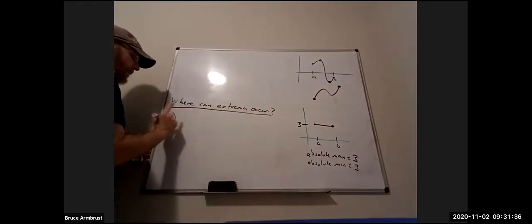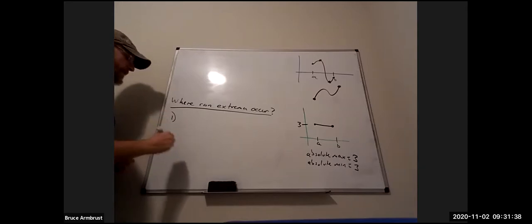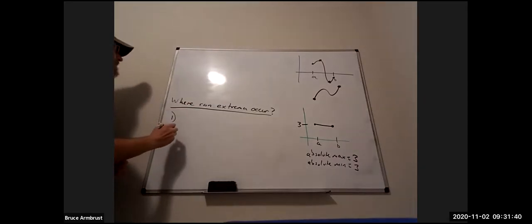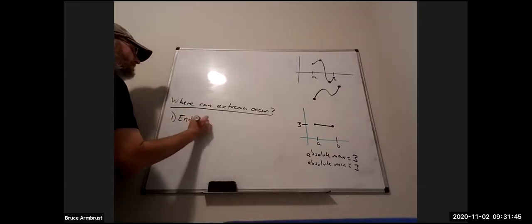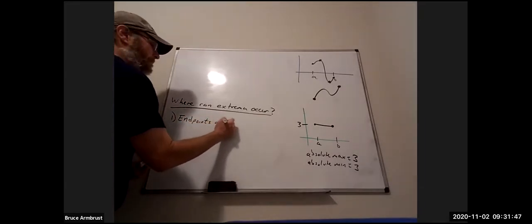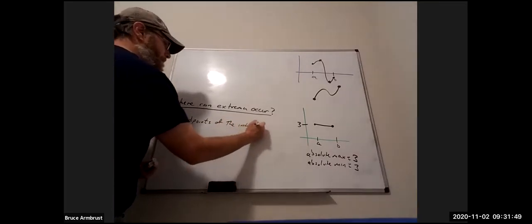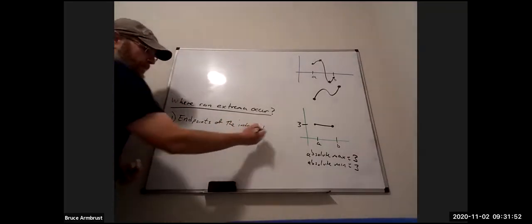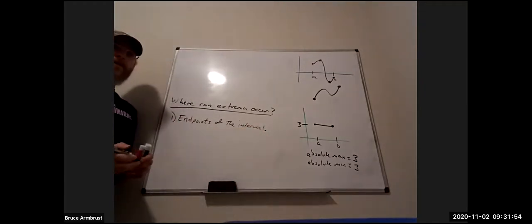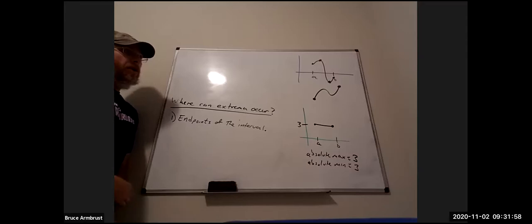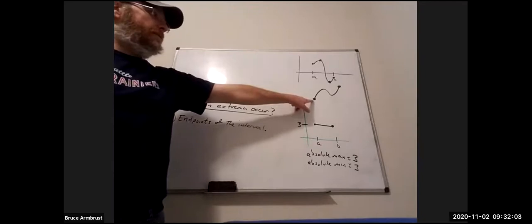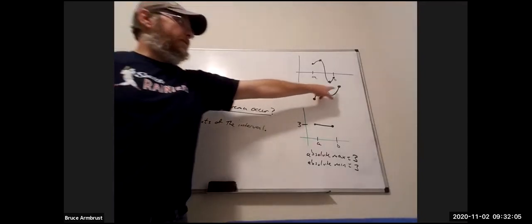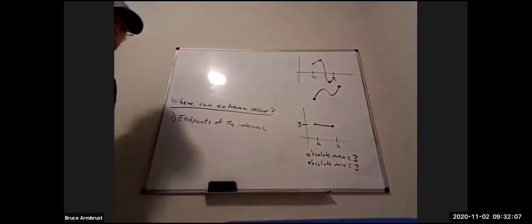Okay, so the first place that we always need to check when we're looking for extrema is at the endpoints of the interval. It is possible that those absolute max and absolute min are at the endpoints. Look at my second example here. This was one where we saw the absolute max and min were both at the endpoints.